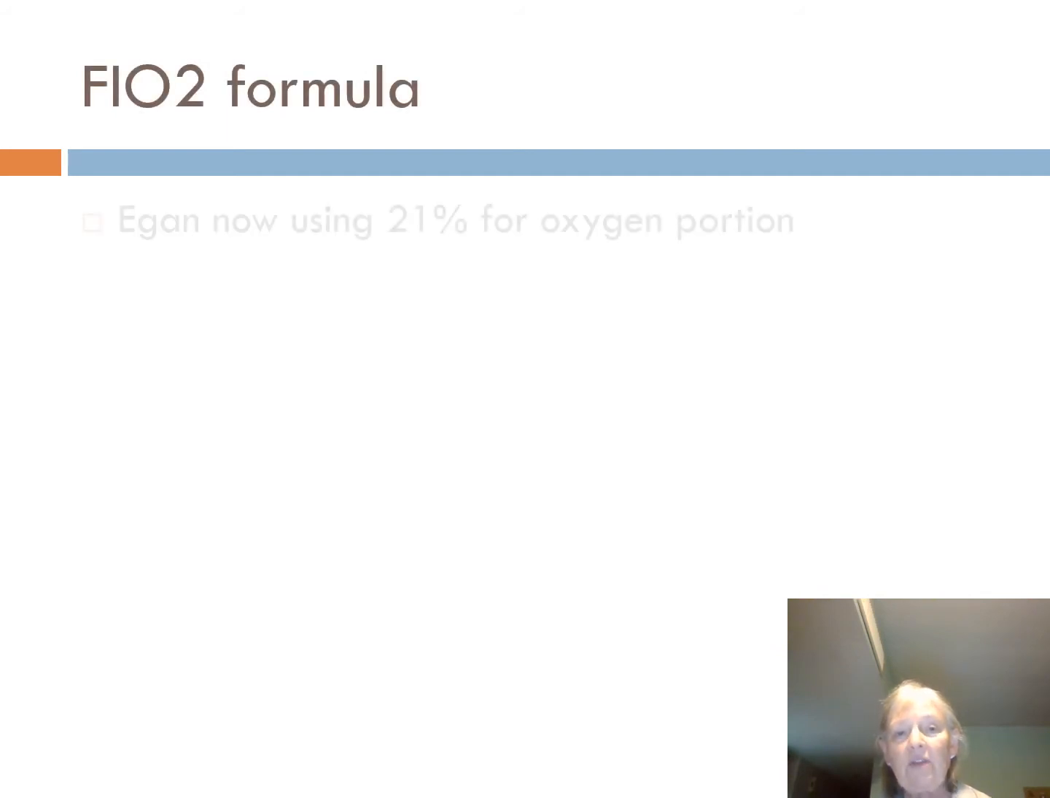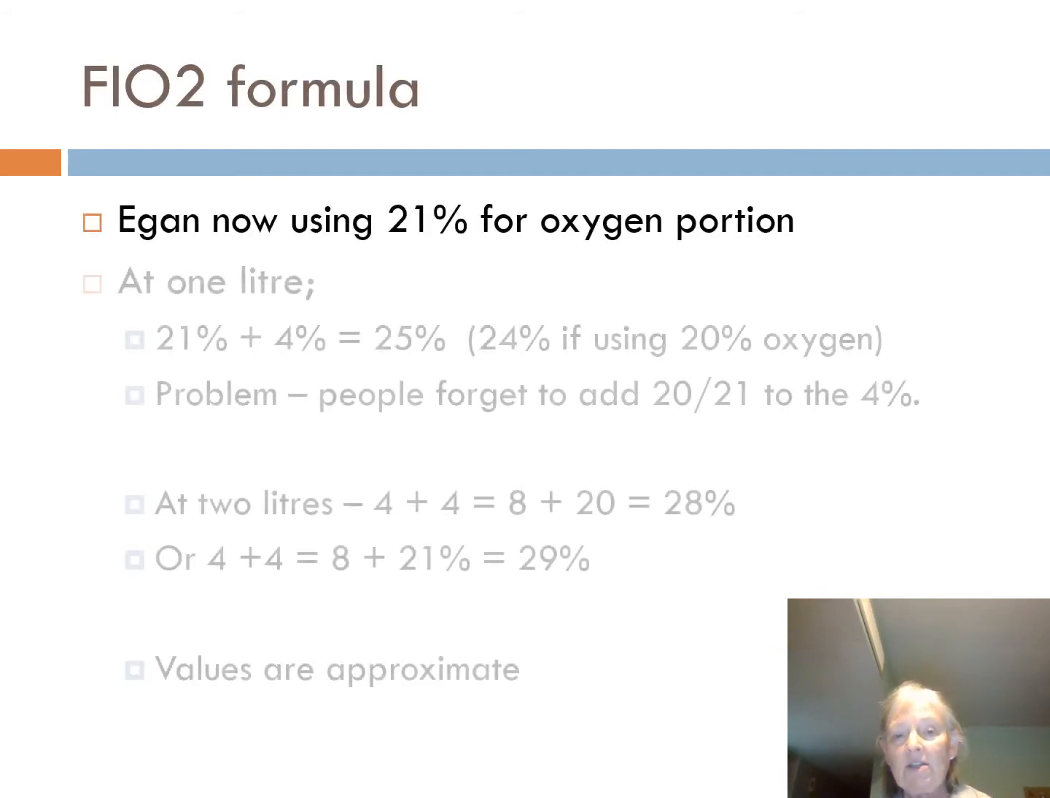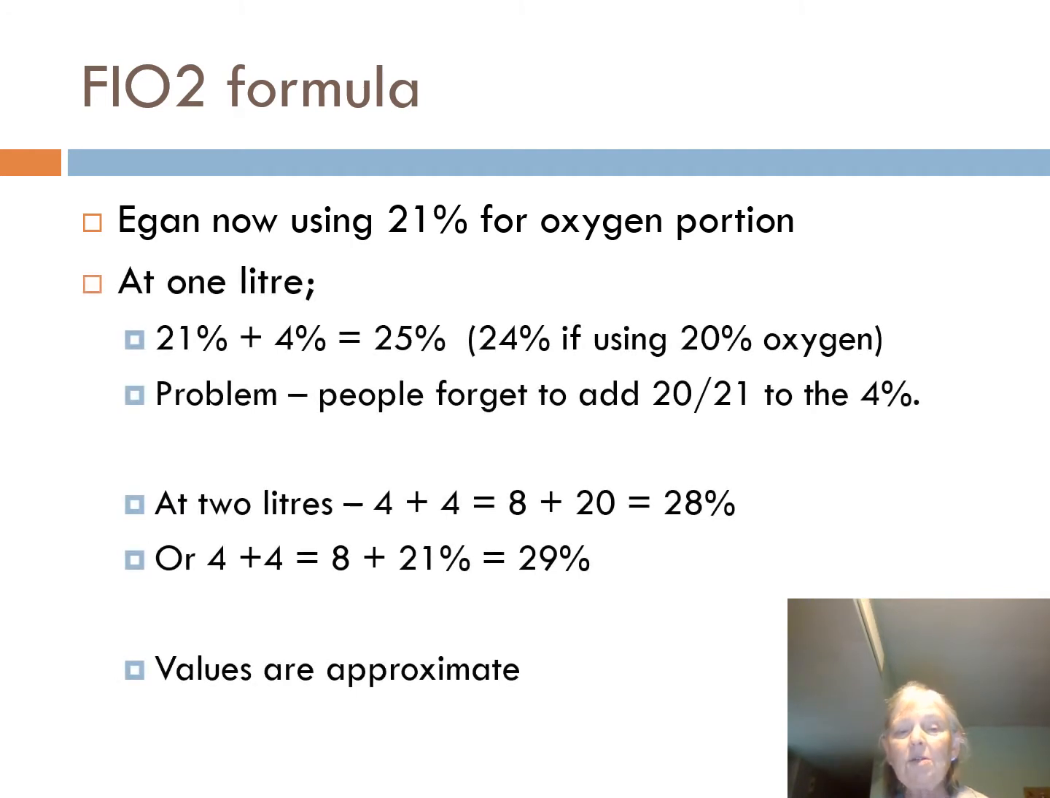So the formula for this, and this is their 21%, is what you do is you have your 1 liter on the flow meter. Remember, every liter on the flow meter is 4%. So 21 plus 4 equals 25%. That's the approximate FiO2 a patient's getting when they're on 1 liter of oxygen.